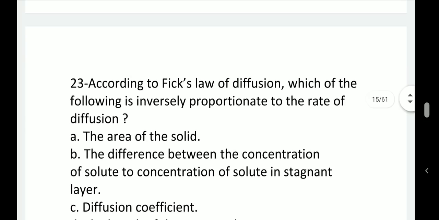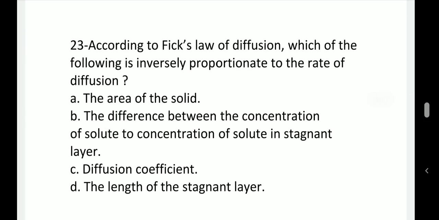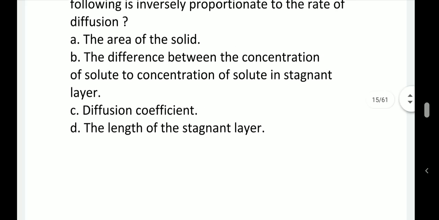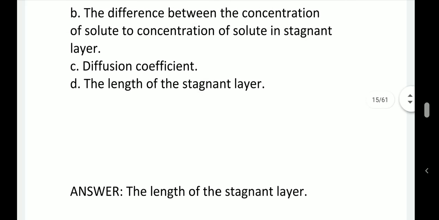Question number 23. According to Fick's law of diffusion, which of the following is inversely proportionate to the rate of diffusion? Option A, the area of solid. Option B, the difference between the concentration of solute to concentration of solute in stagnant layer. Option C, diffusion coefficient. Option D, the length of stagnant layer. Answer is option D, the length of stagnant layer.